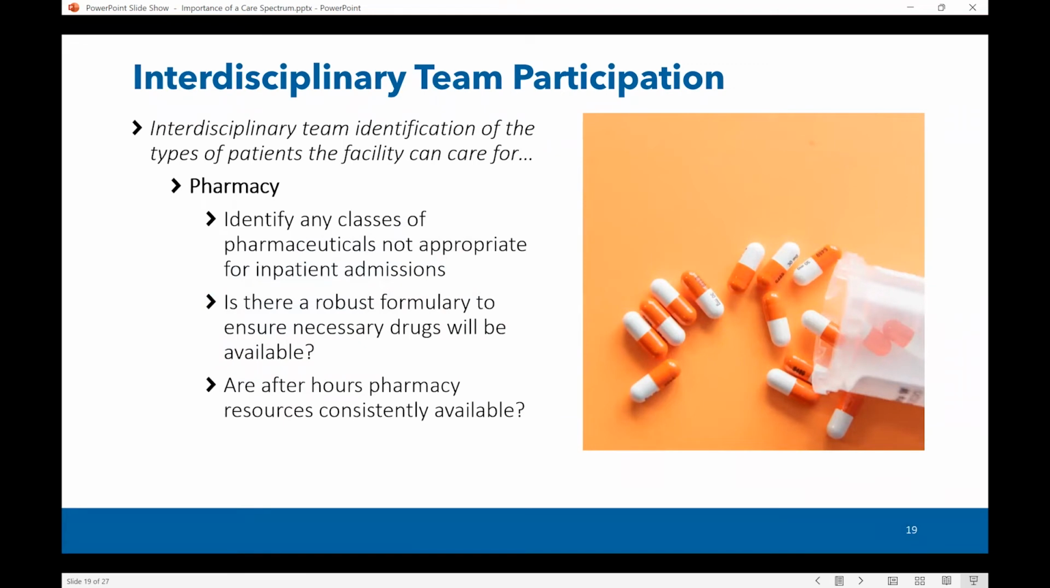And then pharmacy, we want to make sure that our pharmacy is involved. Do we have a robust formulary? Are there a lot of things missing that we can't keep on hand because we don't see that type of patient a lot? Is it possible to have access to get the drugs that we would need? Do we have a relationship with another system by which we could order? How long does it take? Do we have after hours pharmacy resources available as well?